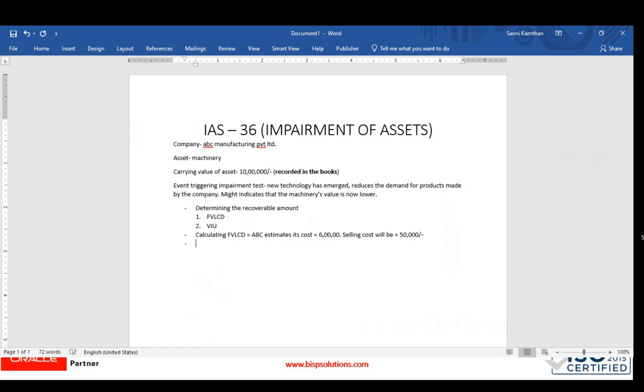Now fair value will be 6 lakh minus 50,000, which equals 5,50,000. So this is the amount of FVLCD.